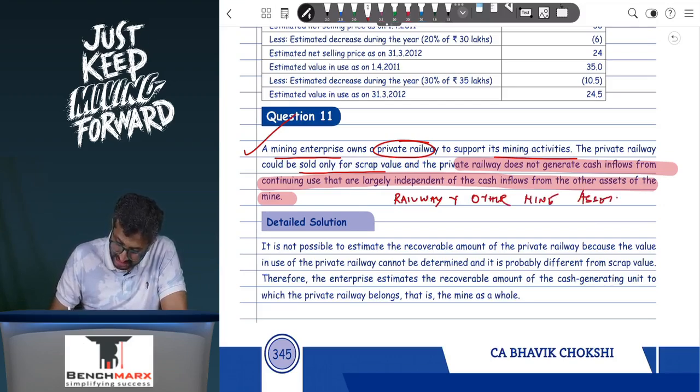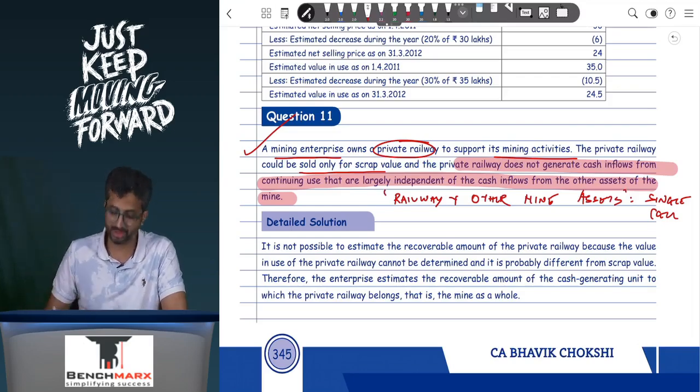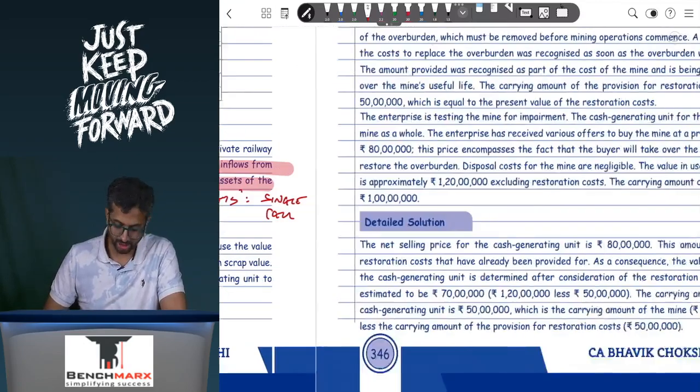Sir, it will be a single CGU. Why? Because the question very clearly tells you that the railway does not generate cash flows which are independent of the other assets of the mine, and hence this will become a single CGU. So this will be a single CGU, that is a mine as a whole. Okay, next you go to question number 12.